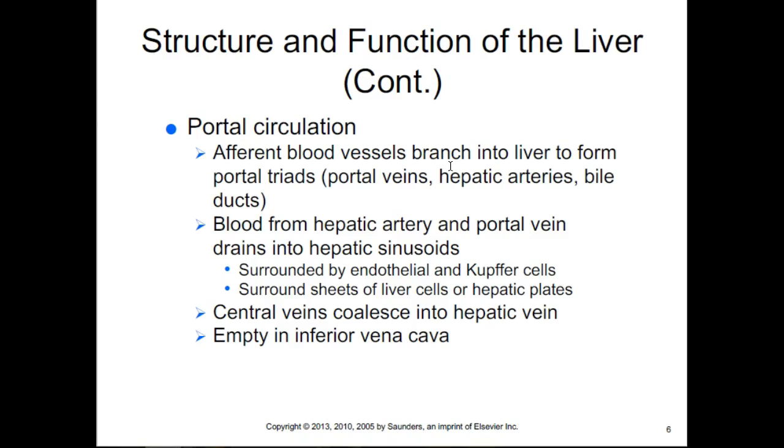Branch into the liver to form portal triads. So remember that at the end of your hepatic lobules, there are three structures: the hepatic artery, the portal vein, and a bile duct. Because remember, the liver also makes bile. And so blood from the hepatic artery and portal vein drains into the hepatic sinusoids, where they're surrounded by endothelial cells and Kupffer cells, and also by sheets of liver cells, or hepatocytes, and hepatic plates. The central veins coalesce into the hepatic vein and empty into the inferior vena cava.